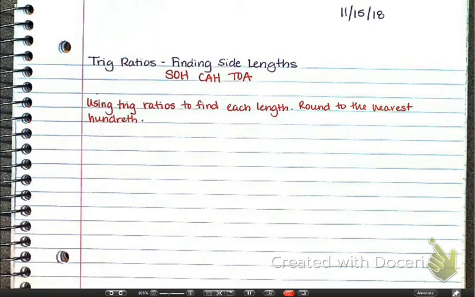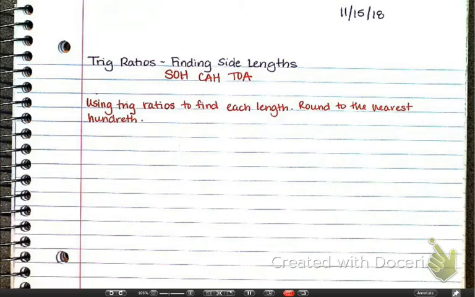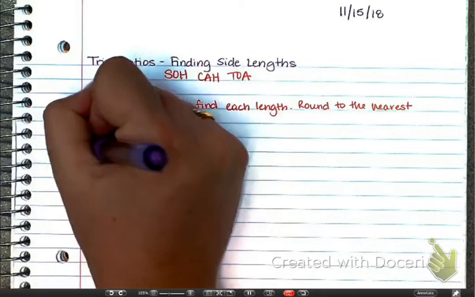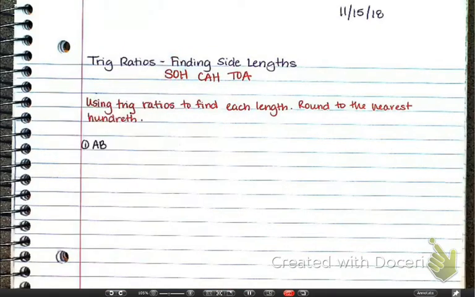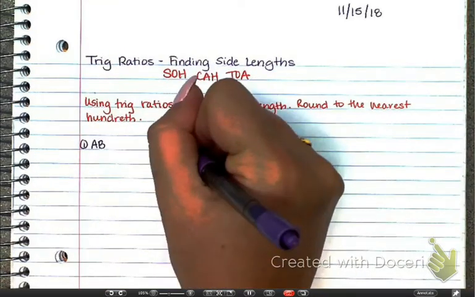Just make sure on all your problems you are reading the directions so you know how to round. It might not always be the nearest hundredth. It could be the nearest tenth. But we've done a lot of rounding this semester, so you should be good at it by now, right? Okay. So we are going to solve for AB, and here is my triangle.